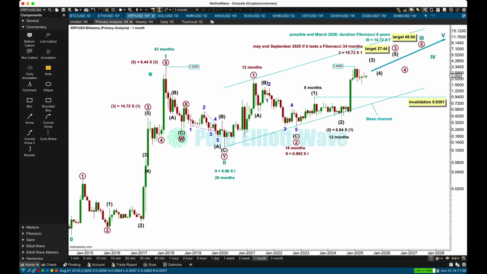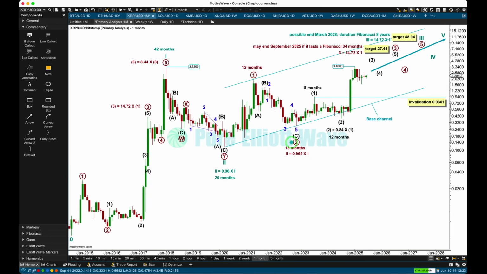5 steps forward, 3 steps back, a 96% correction, a 96% reduction in market value, a huge deep double zigzag lasting 26 months. So 42 months, 26 months, nice proportion there. Neither of them exhibiting a Fibonacci number in terms of how many months they lasted. Primary 1 lasted 12 months, one short of a Fibonacci 13.